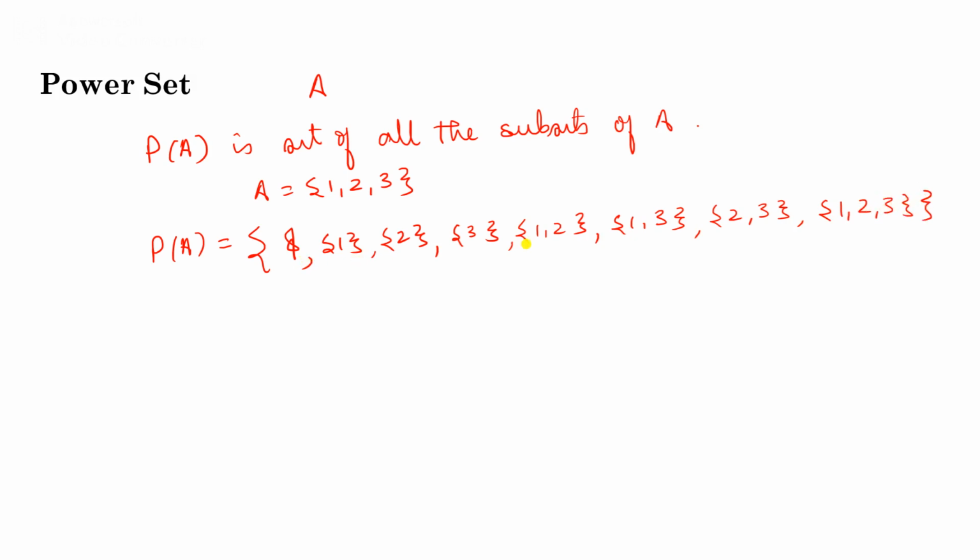Now look at the number of elements. If you count 1, 2, 3, 4, 5, 6, 7, 8. So 8 elements are there in the power set of A when A has 3 elements. In general, if A has n elements, then the power set will contain 2 raised to power n elements. So power set of a set is defined as the set of all subsets of A.